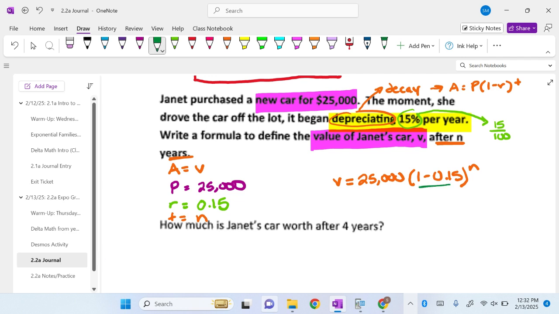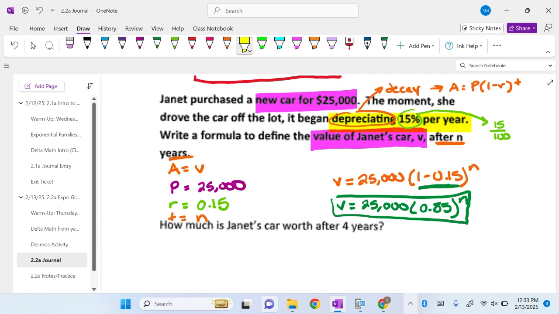And again, I'm just going to go ahead and simplify what's in the parentheses. So you can put that in your calculator, but if you do that, you should get V equals 25,000 times 0.85, all raised to the N power. So if you haven't noticed, typically a growth is going to have a B value greater than 1. A decay is going to have a B value less than 1. All right. So the next part asks us how much is Janet's car worth after 4 years.